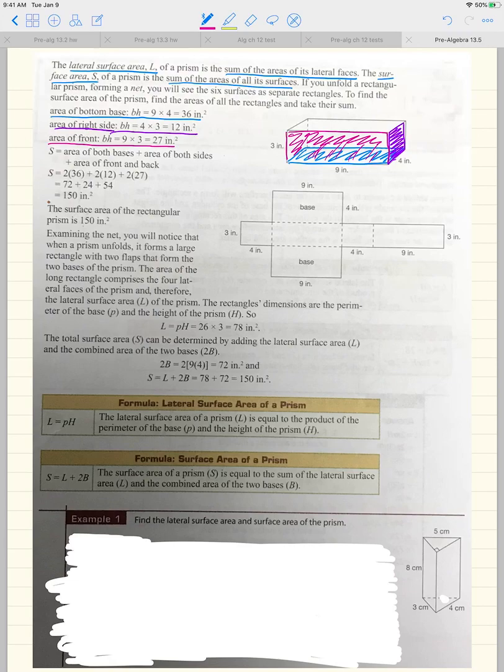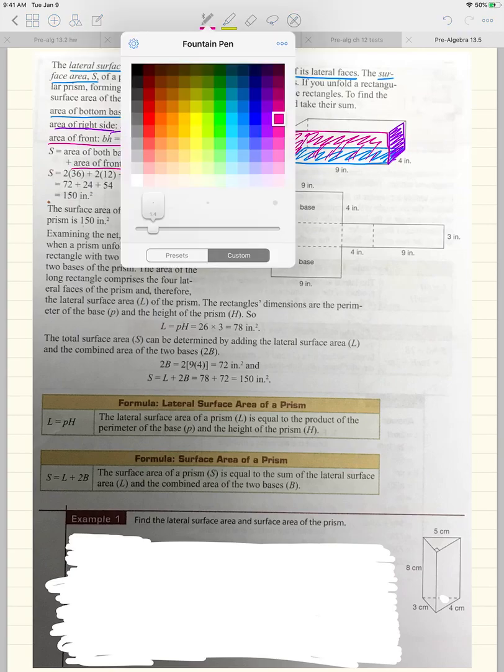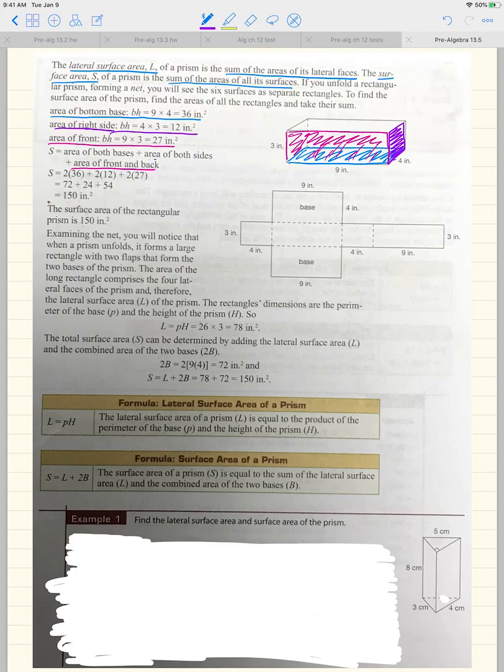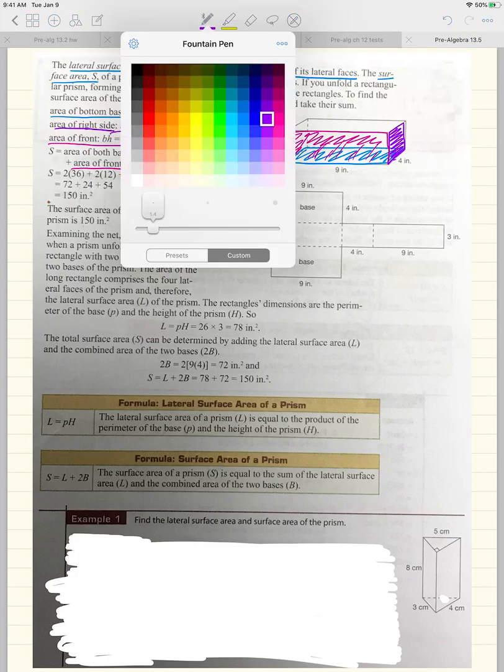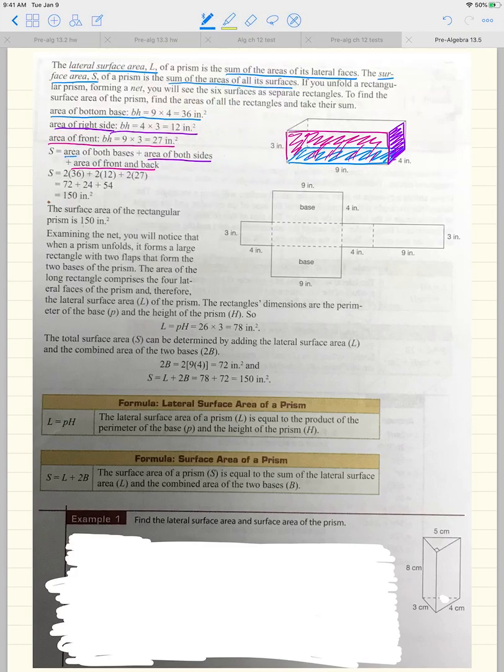Now, capital S, big S, is the area of both of the bases, the area of both of the sides, and the area of the front and the back. So our pink, okay, our purple, both the sides, and our blue, the area of both the bases.